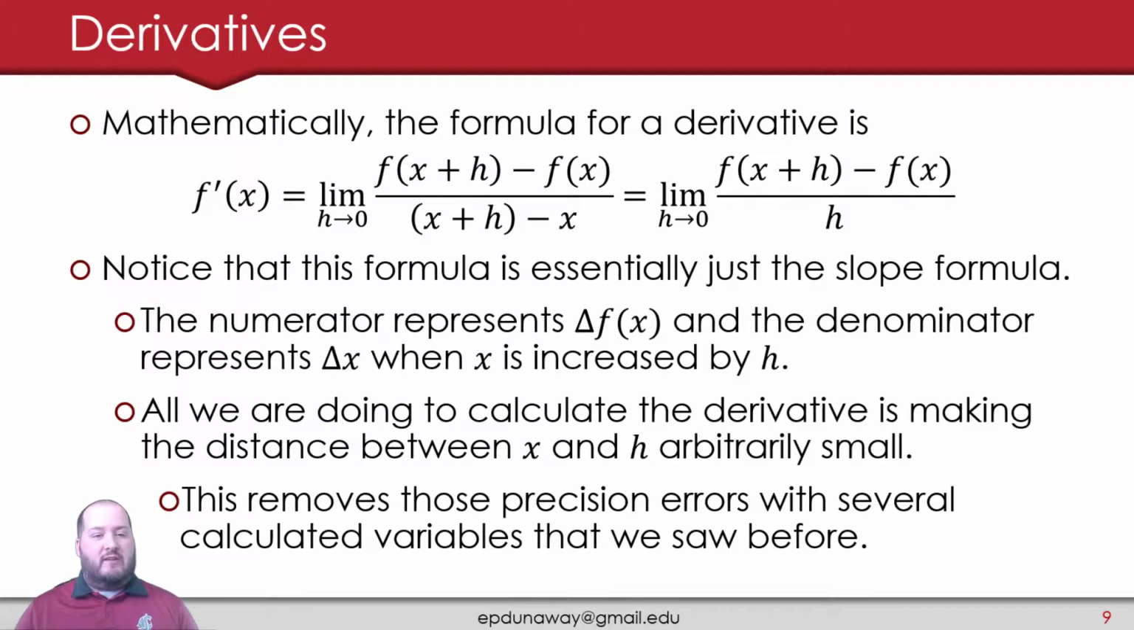So x and h are approaching the same value. And that's really neat because we're going to get rid of those precision errors. Like I was saying back with the price elasticity of demand, when we jump a whole dollar in that, we can get some error whether we're going from $5 to $6 or $6 to $5. But if we're going the smallest distance possible, it's really not going to matter which direction we're moving. We're going to get a very accurate measurement at that point.